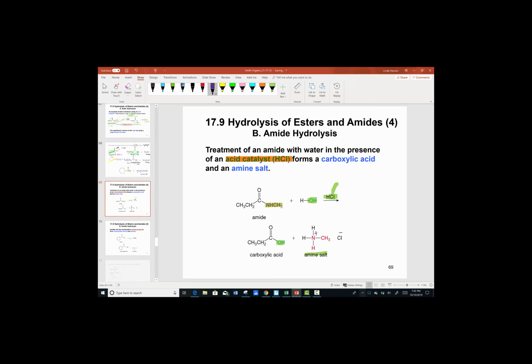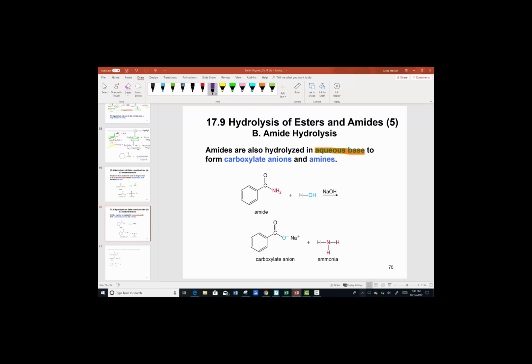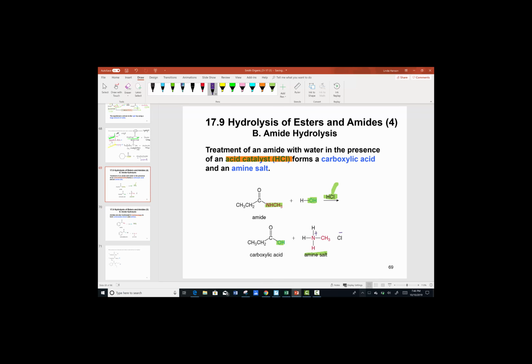And we can take a closer look here, where we add an amide to water in the presence of a base. In the presence of a base such as sodium hydroxide. Now let me go back one slide to emphasize the difference. This slide was all about acid catalyst. Have I emphasized that enough, that this is the acid catalyst sitting on the arrow, and it produces the salt with the carboxylic acid?